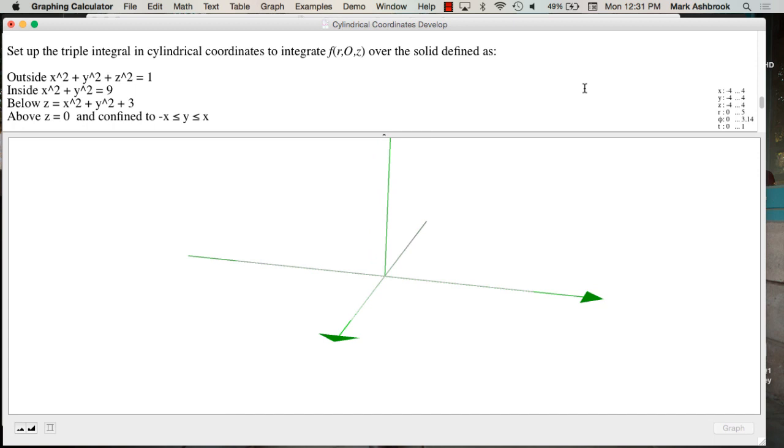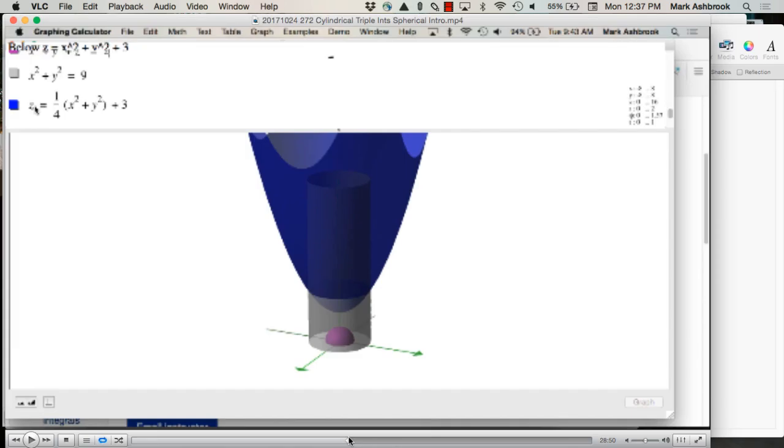But outside x squared plus y squared equals 1. Inside x squared plus y squared equals 9. Below z equals x squared plus y squared plus 3. And above z equals 0, confined to negative x less than or equal to y less than or equal to x. Go. So it's going to go inside that cylinder, outside the sphere, and beneath that. But then it's confined to this: y is less than or equal to x, or negative x is less than or equal to y.